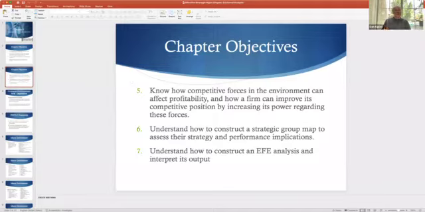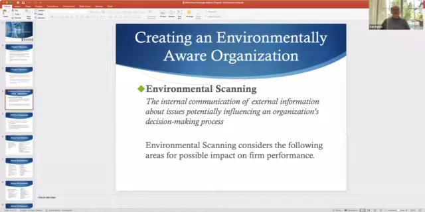All right, so definition here, starting off with environmental scanning. It is the internal communication of that external information about issues that can have an influence on that organization's decision-making process. So you have analysts within that firm, they are scanning that macro environment and they're looking for these issues that can have an effect on the firm's performance. Whether that effect is going to be positive or negative, they're looking for both.